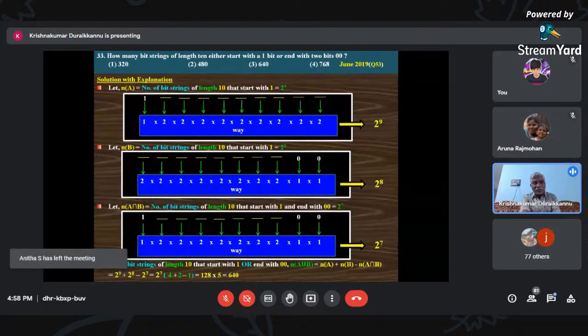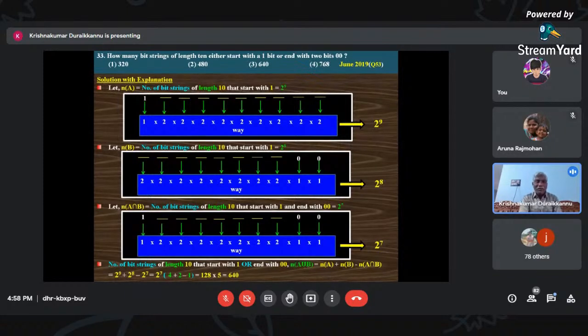the remaining from 2 power 9 is 2 power 2, that is 4. From 2 power 8, with 2 power 7 taken away, only 2 power 1 is there, that is 2. From 2 power 7, taken away, that will be 1. So 2 power 7 into (4 plus 2 minus 1).